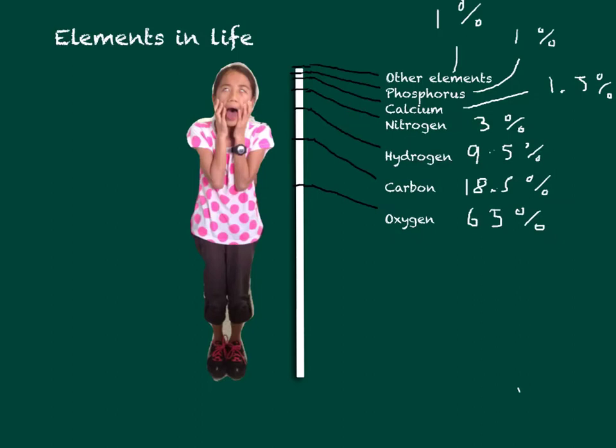What elements are you made up of? Well, a human being by mass would be about 65% oxygen, a bit less carbon, 18.5%, 9.5% hydrogen. Of course, a lot of hydrogen and oxygen because of the water in us, 3% nitrogen, 1.5% calcium, about 1% phosphorus, and some other elements found in small amounts making up another 1%. So this is basically what human beings are made up of.